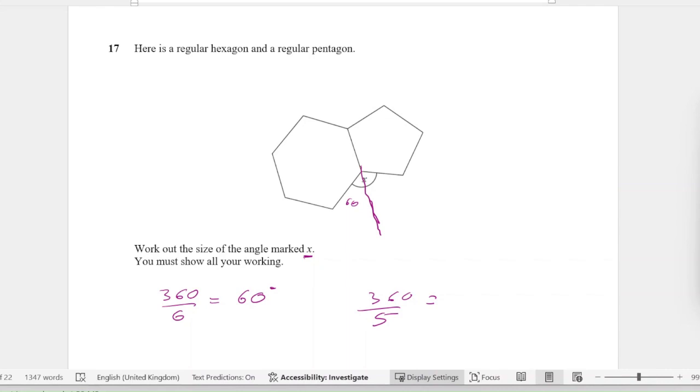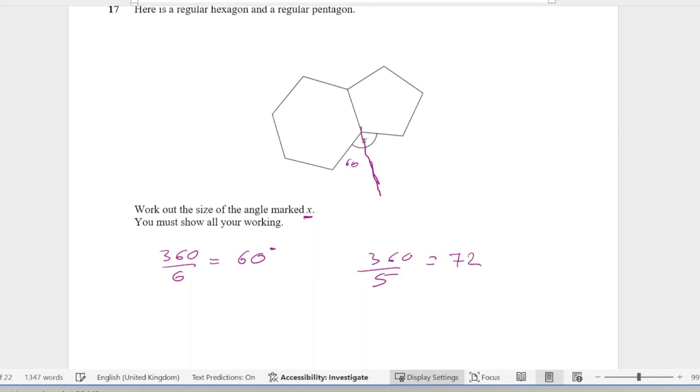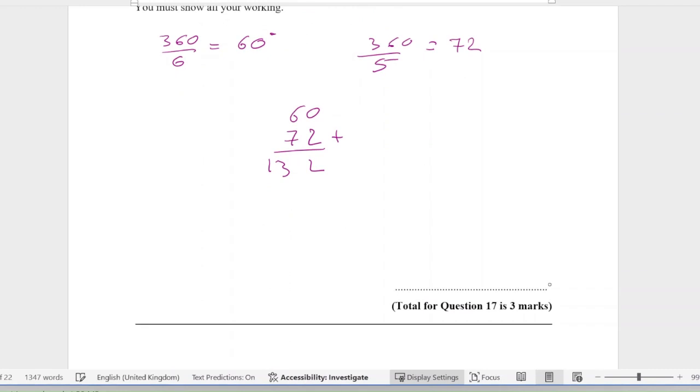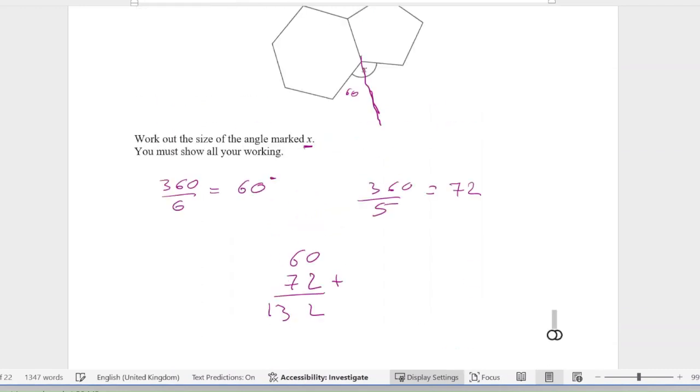which is going to give me 72. So I'm just going to add those together then. 60 plus 72 is going to give me 132. That's not the only way you could do it. That's just, in my mind, the most efficient way of doing it.